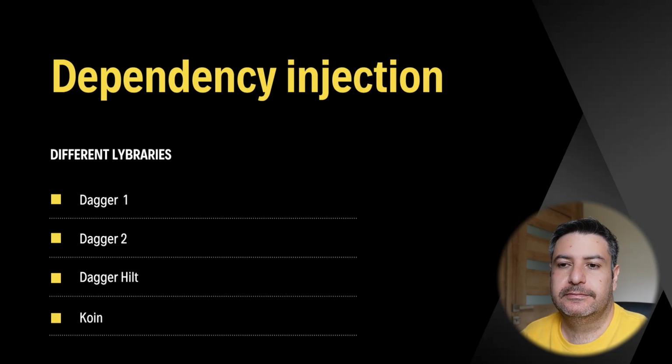And the Koin library can also do the dependency injection for us and is easier to use in comparison to Dagger Hilt. In the next videos, I'm going to show you how to use Dagger Hilt and the Koin library to implement dependency injection in a real project.